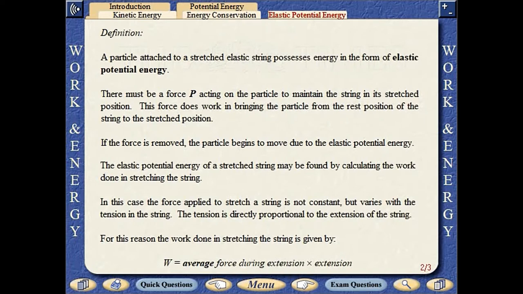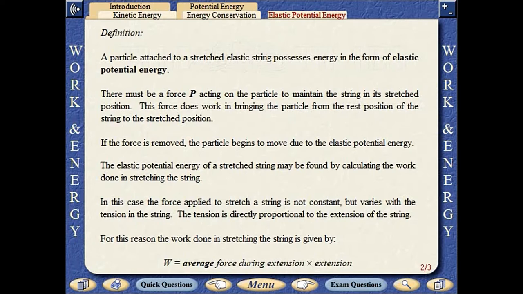A particle attached to a stretched elastic string possesses energy in the form of elastic potential energy. There must be a force, P, acting on the particle to maintain the string in its stretched position. This force does work in bringing the particle from the rest position of the string to the stretched position. If the force is removed, the particle begins to move due to the elastic potential energy.